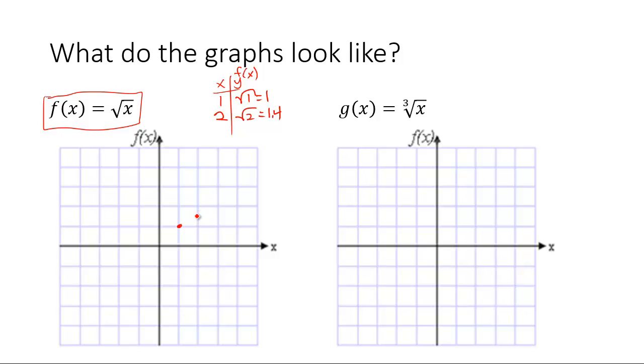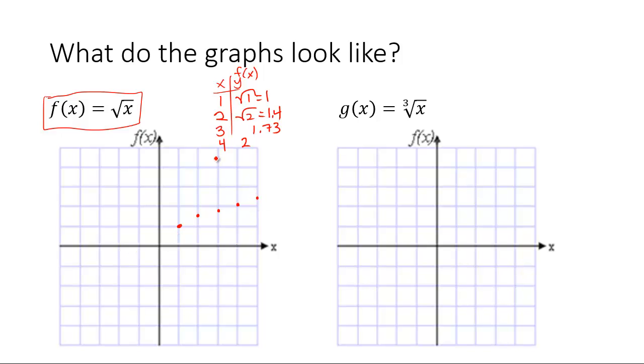So at 2, it's about there. And with these, especially, because you know it's not going to be a line, make sure you graph a lot of points. 3, the square root of 3 gives you 1.73. When does it hit 2? Well, 4. The square root of 4 is 2. And then the square root of 5 keeps going, 2 point something, and so on.